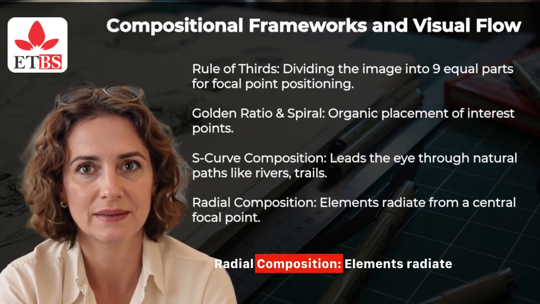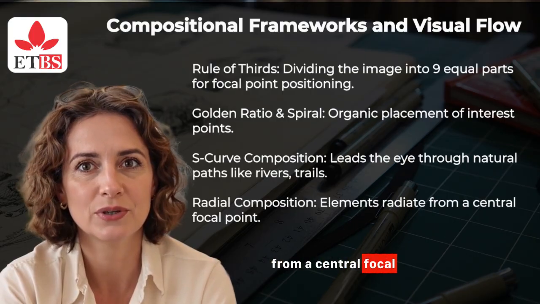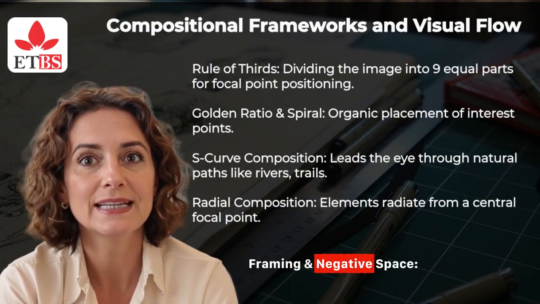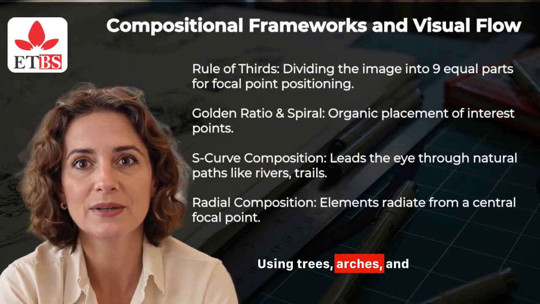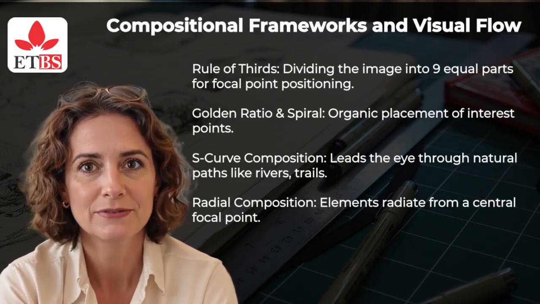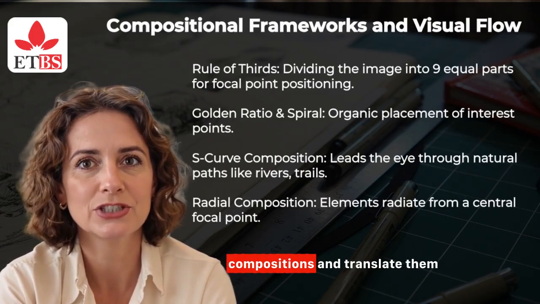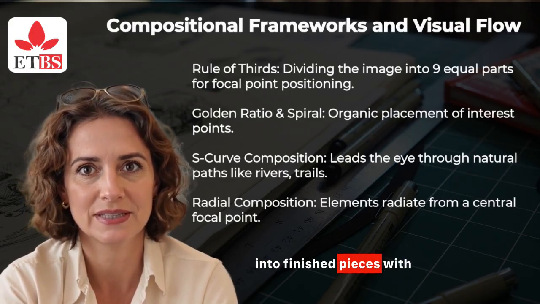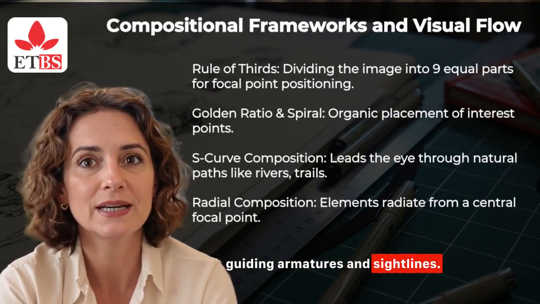Radial composition, where elements radiate from a central focal point. Framing and negative space, using trees, arches, and clouds to enclose scenes. You will sketch thumbnail compositions and translate them into finished pieces with guiding armatures and sightlines.